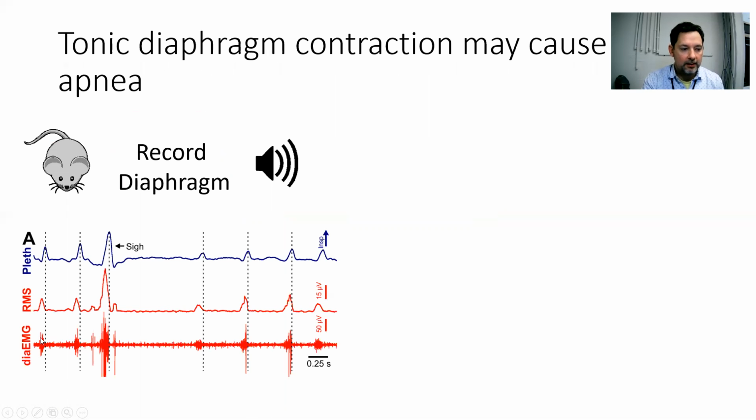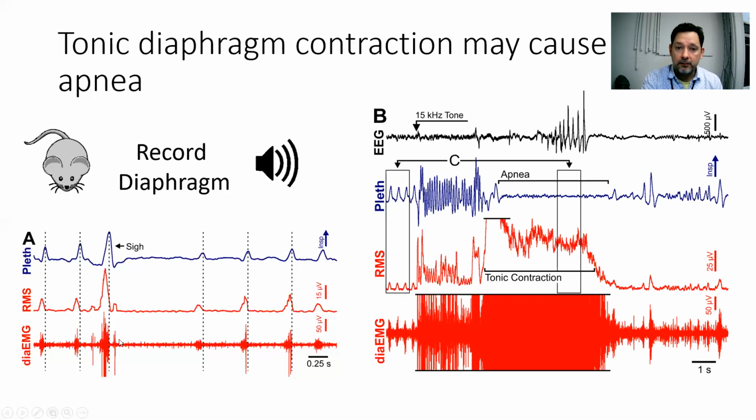When I record the activity from the diaphragm of a mouse, we can see that the bursts of muscle activity line up with inspirations. These blue traces are the same plethysmography traces that I've shown you before, and they line up really well with the muscle activity from the diaphragm. In fact, if we get a larger breath, we get a larger muscle contraction, which we see here. Then we can take this mouse and induce a seizure by playing a very precise tone, in this case 50 kilohertz, that causes a seizure.